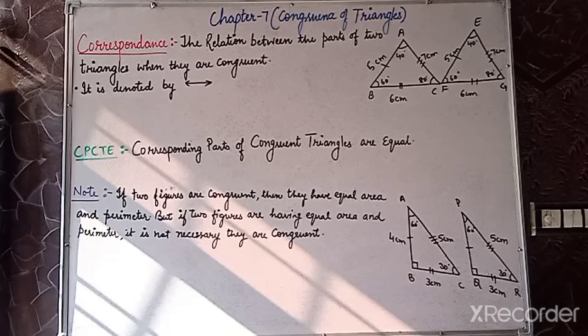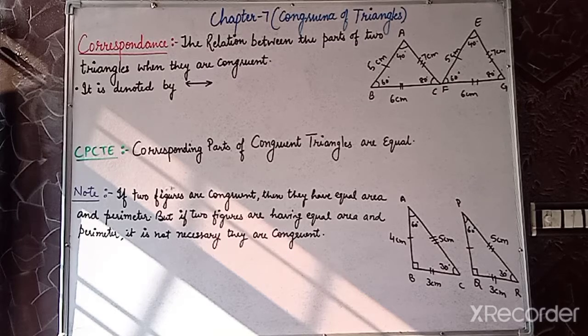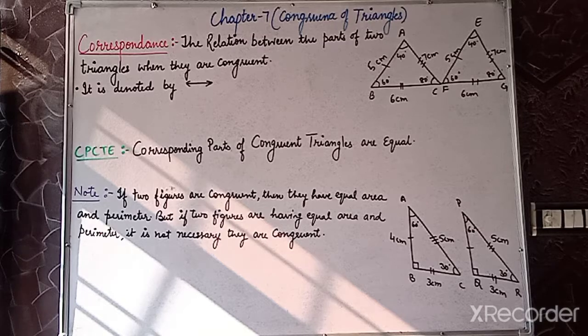Good morning, dear children. Let us start with our next class from chapter 7, Congruence of Triangles. In the previous video, we discussed congruence. What do you mean by congruence? Congruence means two figures have the same shape and size. Shape means, geometrically, triangle, circle, rectangle, etc. And size means length, breadth, height, radius, line segment, or measure of angle must be the same.